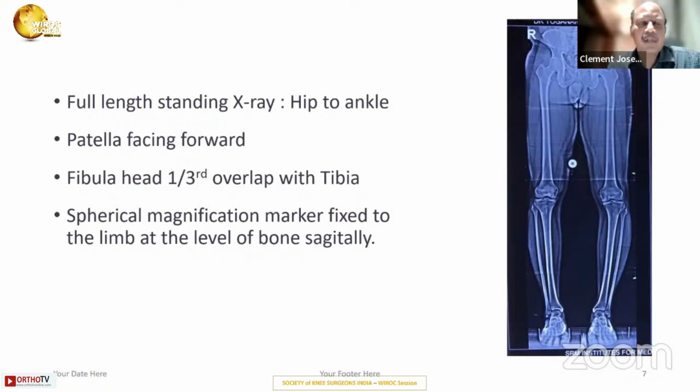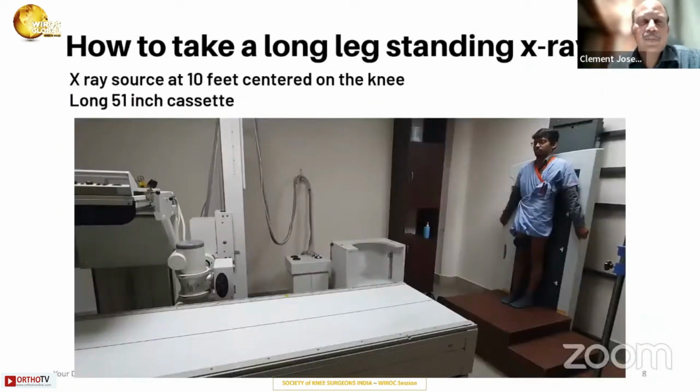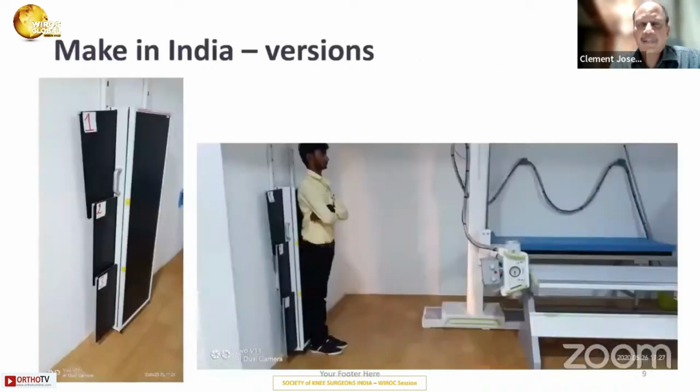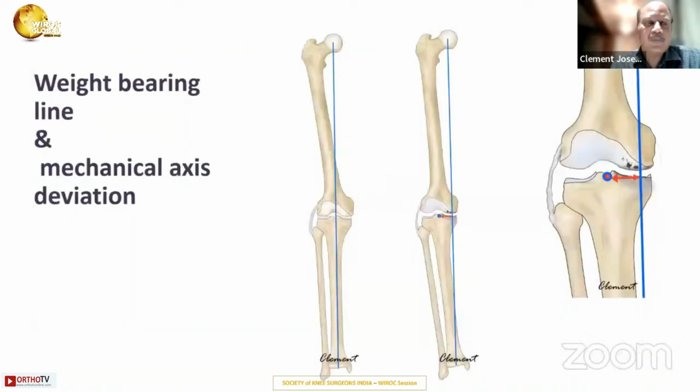This X-ray should always have a spherical magnification marker, which is fixed at the level of the bone in the sagittal plane. This magnification marker will help us in calculating the amount by which we have to open or close in exact millimeters. And this is a setup which we use to take long leg standing X-rays. This is an institutional setup which is expensive, but there are many Indian versions which give reasonable, acceptable long leg films, as shown here. So people who have private clinics should also be able to get this facility with a small additional investment.